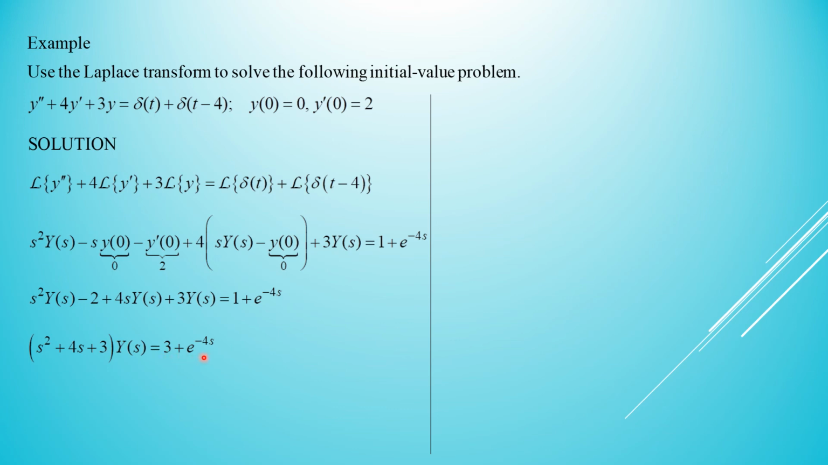Divide the whole equation by this quadratic factor, so you get Y(s) is 3 divided by s squared plus 4s plus 3, plus e to the negative 4s divided by s squared plus 4s plus 3.